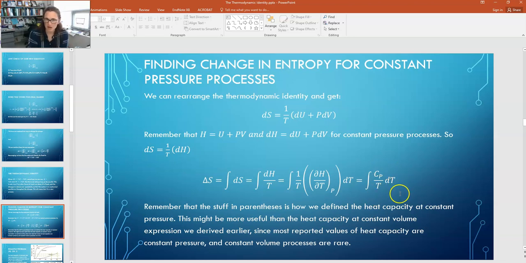Now, if you need to pause it and go back and look at those expressions again to realize that I'm telling you the truth, pause the video now and do that, okay? But otherwise, I'm going to proceed with this expression. Delta S is equal to the integral of Cp over T dT. All right?